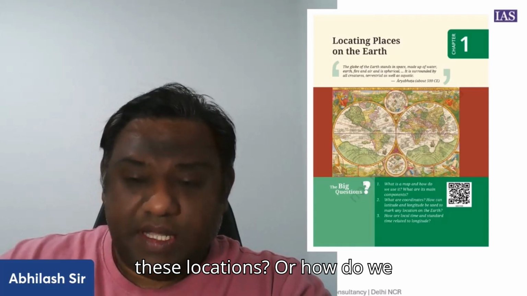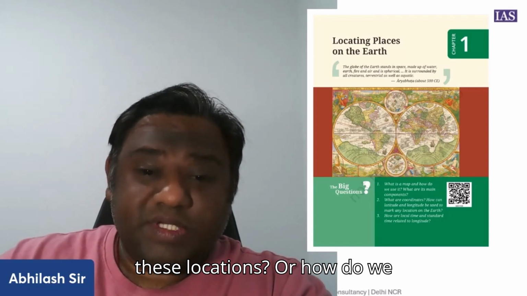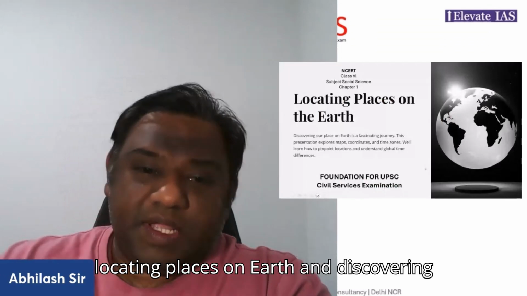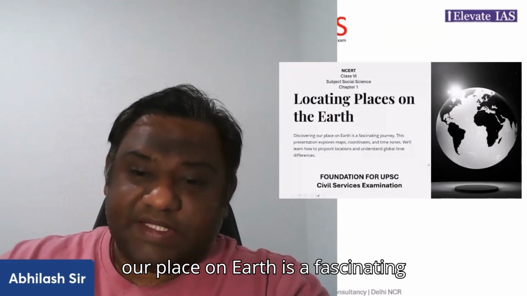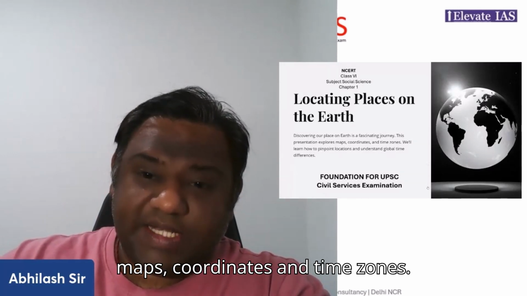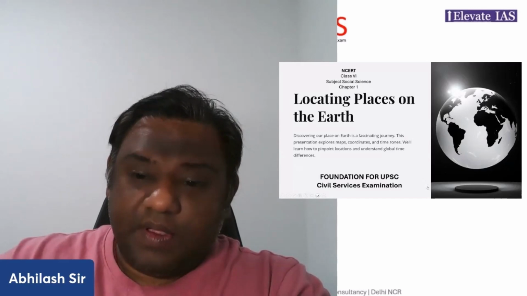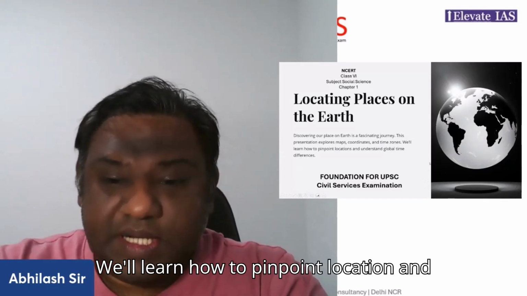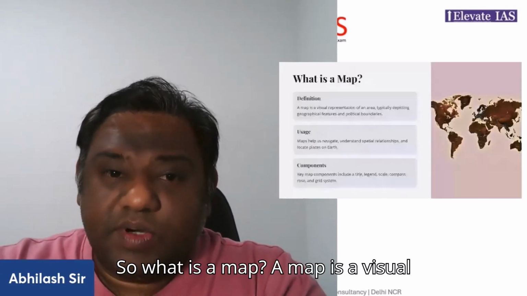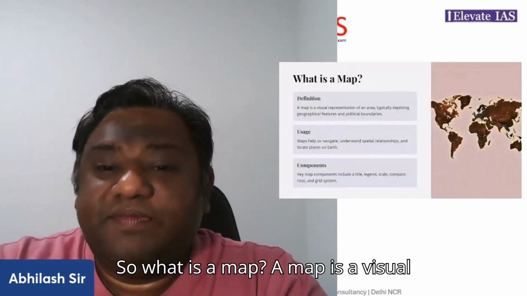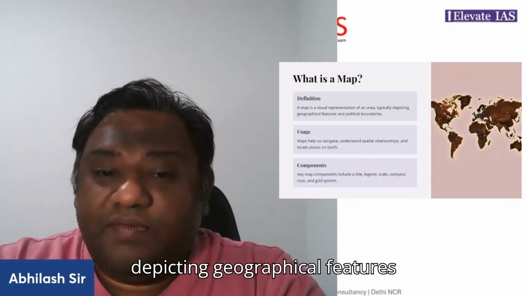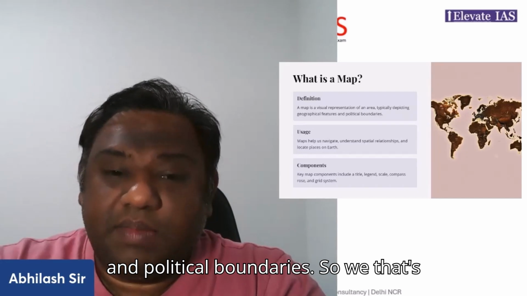So how do we start the topic? Locating places on Earth, discovering our place on Earth, is a fascinating journey, and this explores maps, coordinates, and time zones. We learn how to pinpoint location and understand global time differences. So, what is a map? A map is a visual representation of an area, typically depicting geographical features and political boundaries.